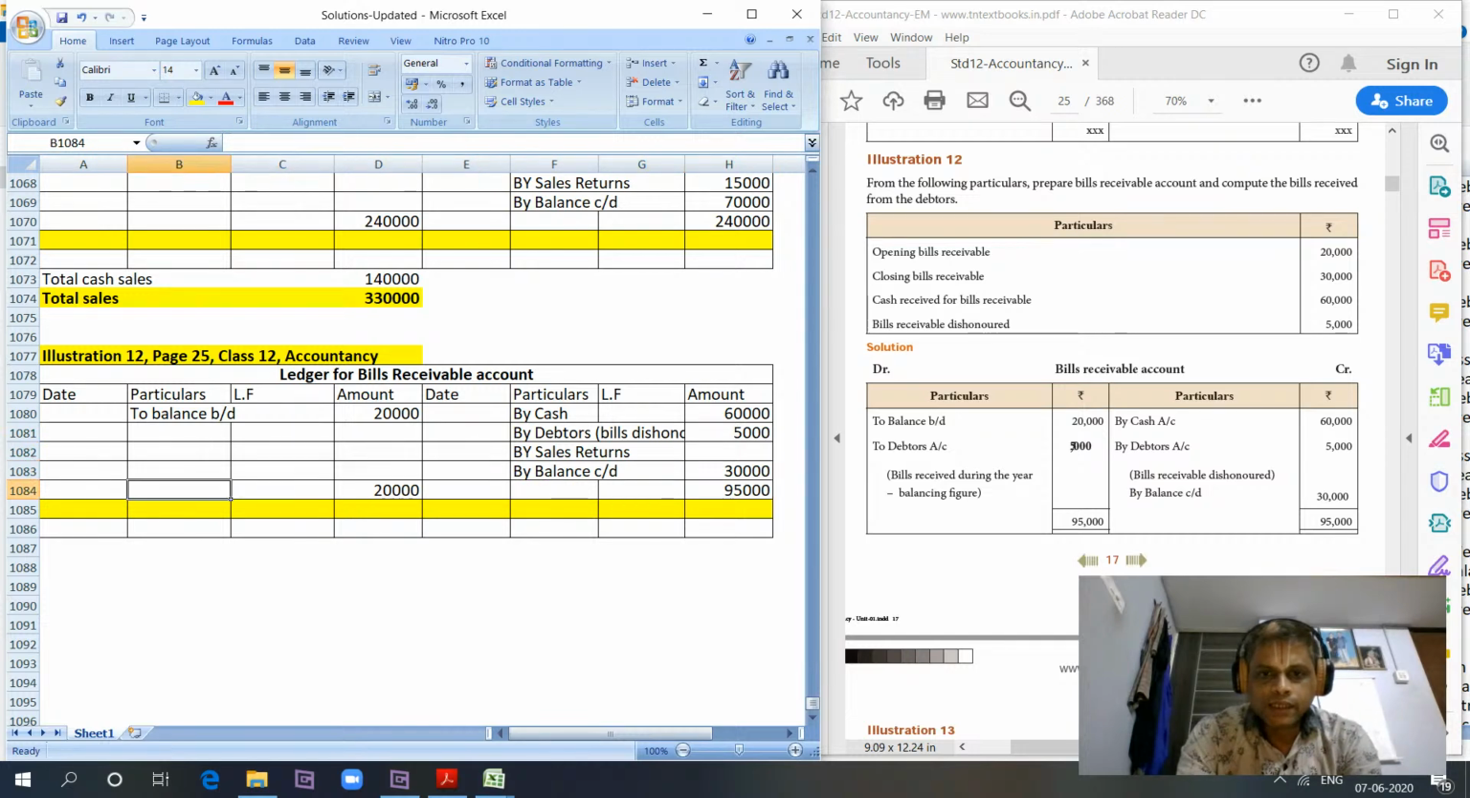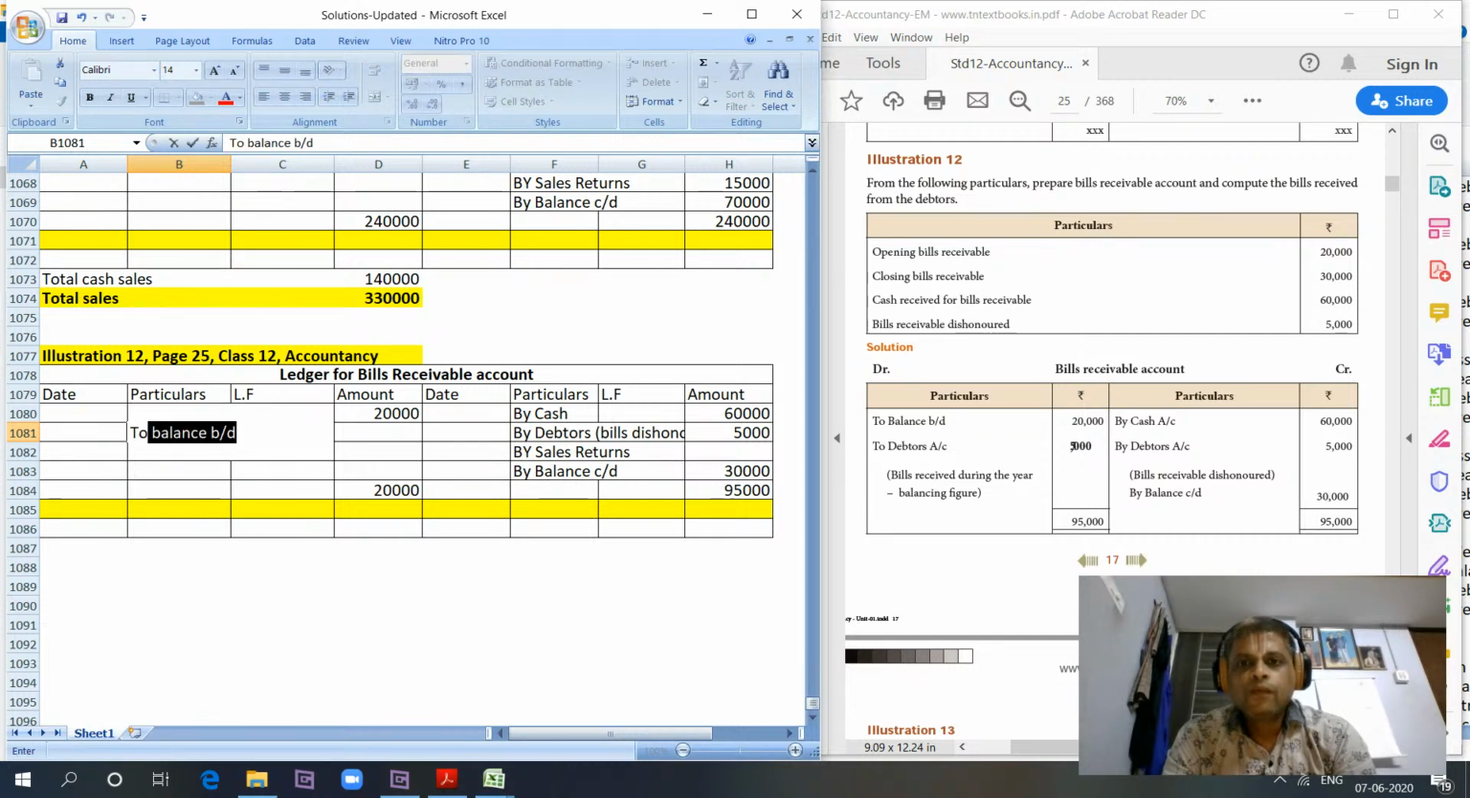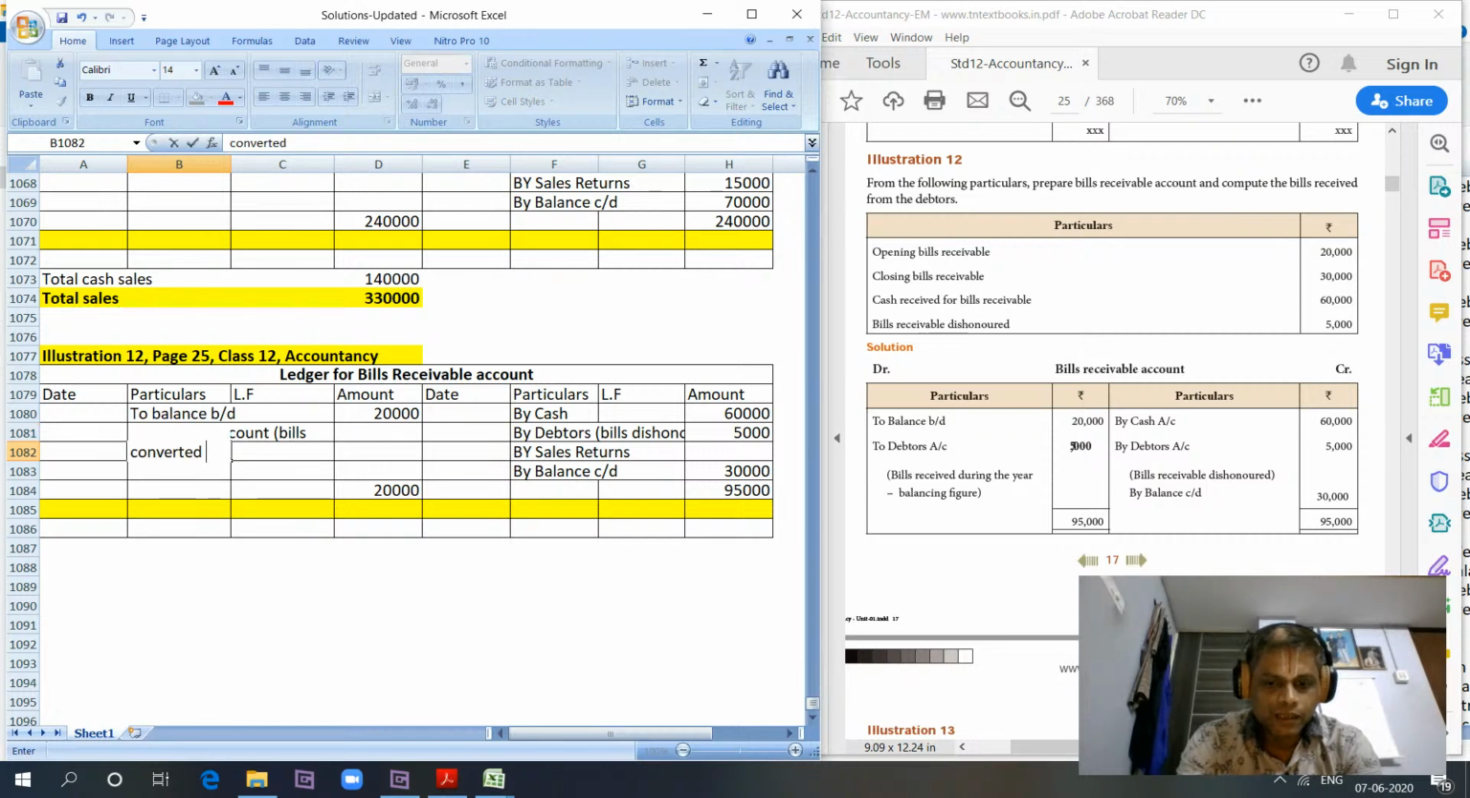So the total on the credit side is 95,000, and the total on the debit side is 20,000. The balance represents the total bills received during the year. That is, the debtors has got converted into bills receivable for the year. Because debtors is getting nullified and bills receivable is getting debited, the entry for this will be bills receivable account debit to sundry debtors account. So to debtors account, balance, sorry, bills converted during the year.